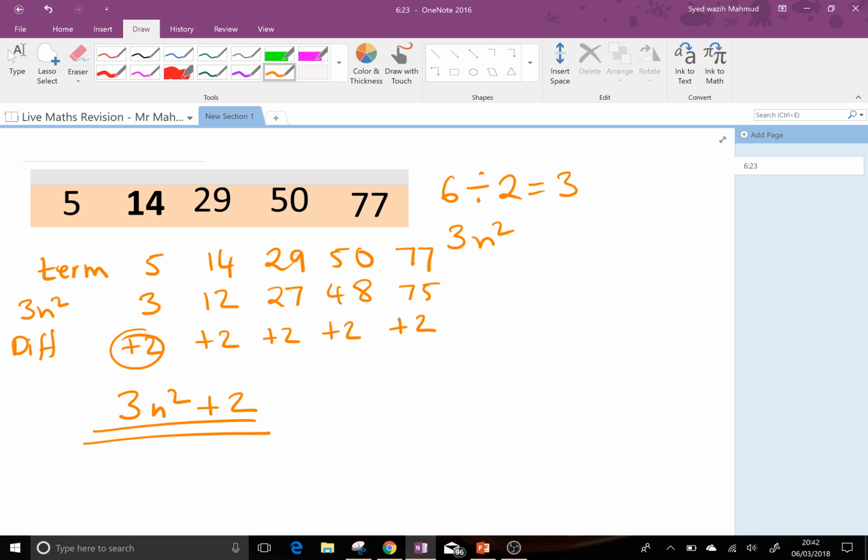So let's substitute 2 into it. So 3 times 2 squared plus 2. So that'll give us 2 squared is 4, times 3 is 12, add 2 is 14. Our second term is 14. So it does work. So we got the right answer.